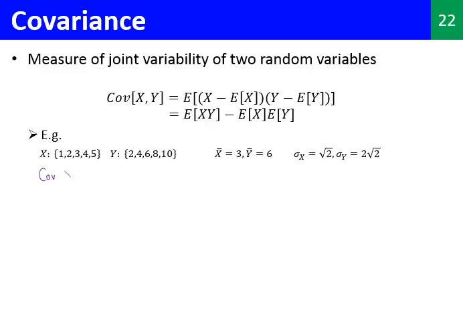Covariance of x, y would be equal to the expectation of, so the first value of x is 1 minus its mean times first value of y minus its mean. So this is our first entry. Then we have 2 minus 3 and 4 minus 6. And our final term would be 5 minus 3 times 10 minus 6. Okay, and this would give us plus 4.